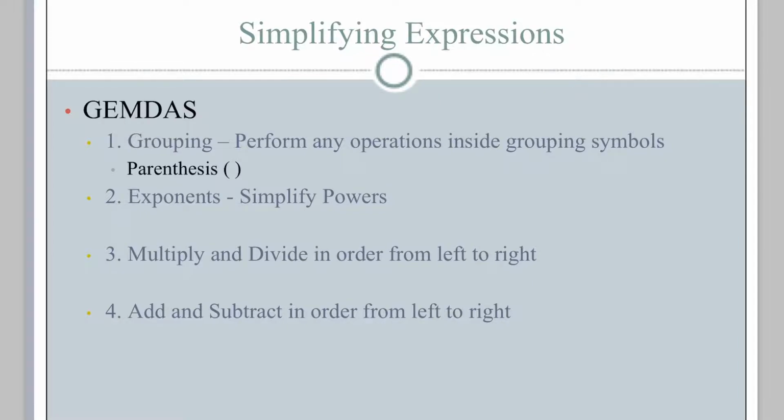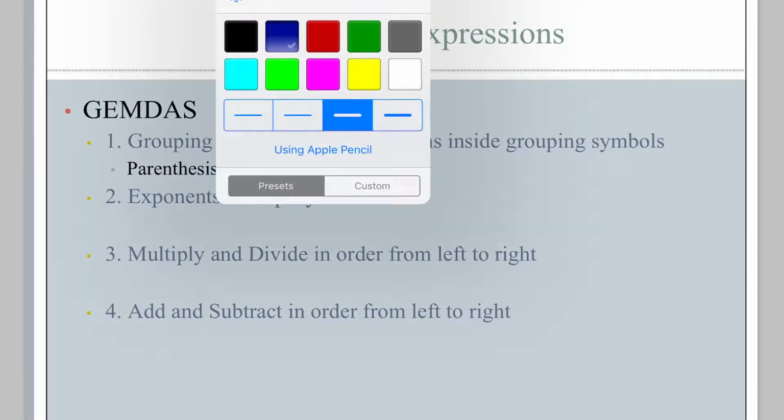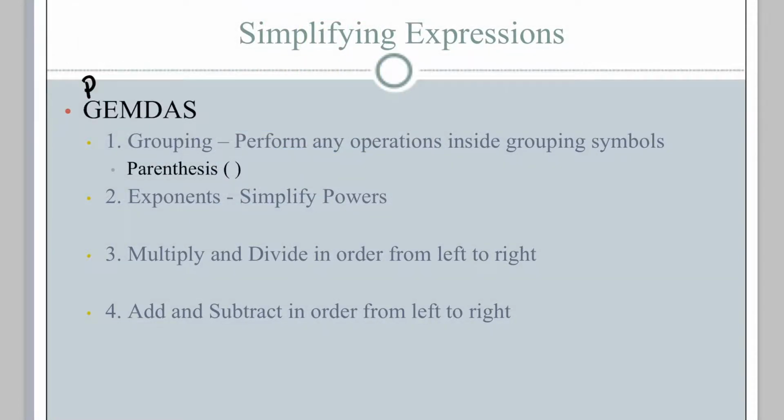So simplifying expressions. We're going to use the order of operations GEMDOS. Now, it used to be PEMDAS. This used to be a P, but we've become more generalized because there are multiple ways that we can group other than parentheses. So now we call it GEMDOS. And so what the G stands for is grouping, and we're going to perform any operations inside grouping symbols such as parentheses first.